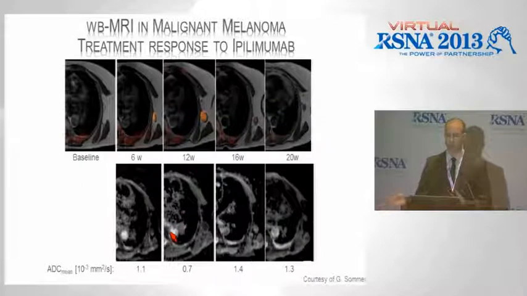What can you do with ADC measurements in malignant melanoma? And that's a case from a colleague of mine. He was so nice to give it to me. You can see it's a case with a metastatic axillary lymph node in malignant melanoma. It's growing over time here.